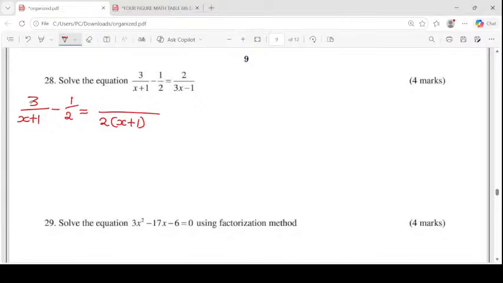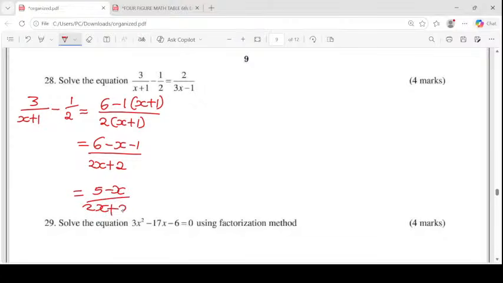Then I now have 2 times 3 to make it 6 minus. In the next case, I'll have the LCM divided by the denominator. The 2 and the 2 will cancel. So you'll have negative 1 into x plus 1. When you solve, this will become 6 minus x minus 1 all over 2x plus 2. So this will become 6 minus 1 is 5 minus x over 2x plus 2.